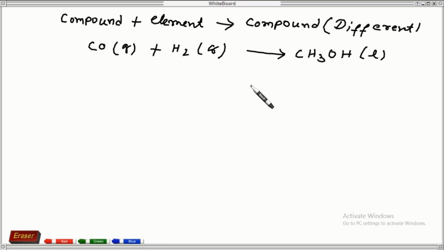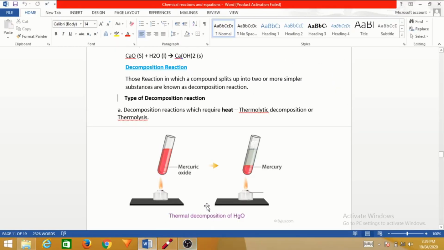Let's go to the next topic, that is decomposition reaction. So next is decomposition reaction. Decomposition reaction is just opposite to combination reaction. So what happens here? In combination reaction, two or more reactants react with each other to give one single product. But decomposition reaction is just opposite.